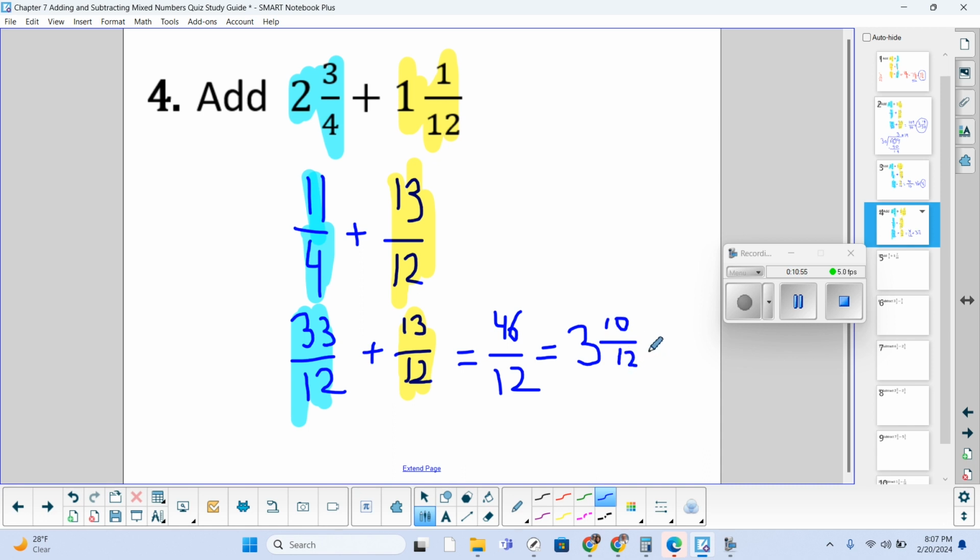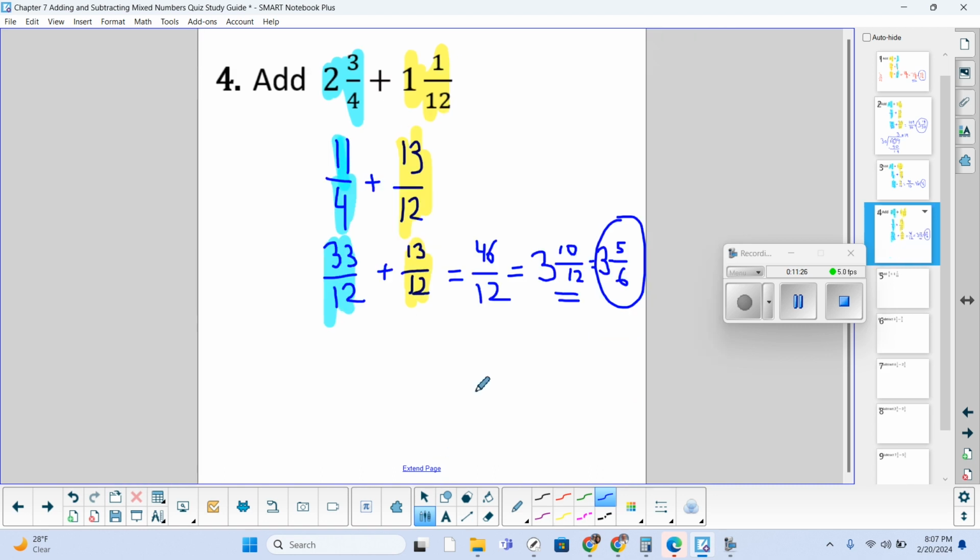Well, 3 and 10/12, which I would accept, is equal to, what goes into both 10 and 12? That would be 2, so this would be 3 wholes, and 10/12 can simplify to 5 over 6. So this would be the preferred answer. This would be the acceptable answer.